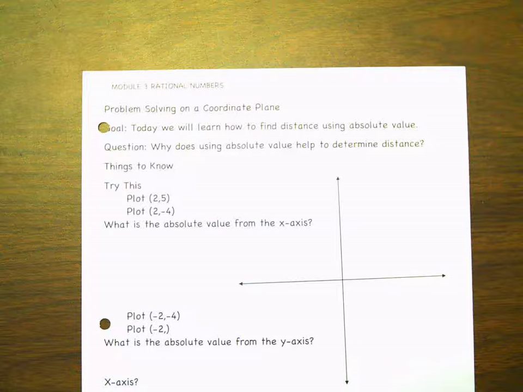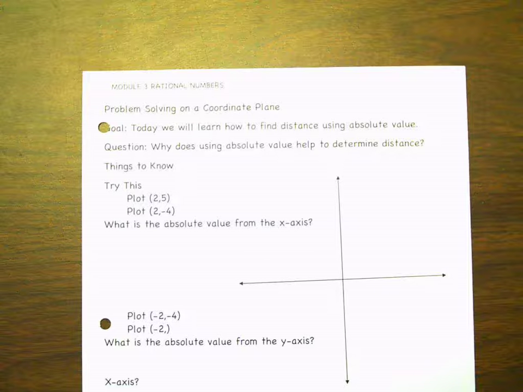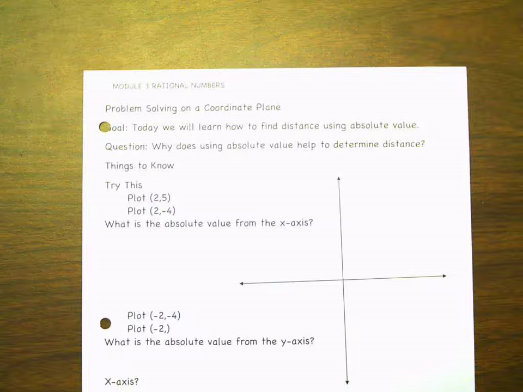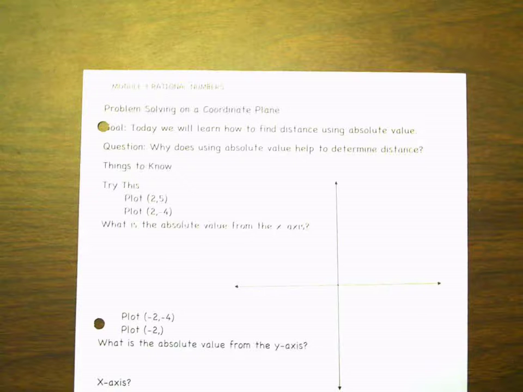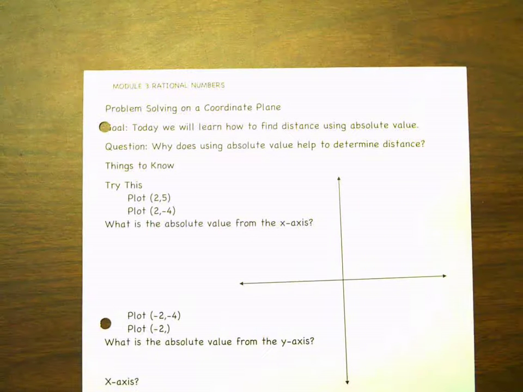Hello, math students. Welcome back to Module 3, which is called Rational Numbers, and this is Lesson 12, called Problem Solving on a Coordinate Plane. Our goal for today is, we will learn how to find distance using absolute value. The question I want you to think about in this lesson is, why does using absolute value help to determine the distance? Okay, interesting. So today we will learn how to find distance using absolute value.